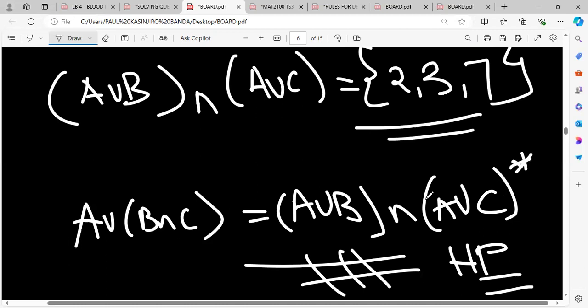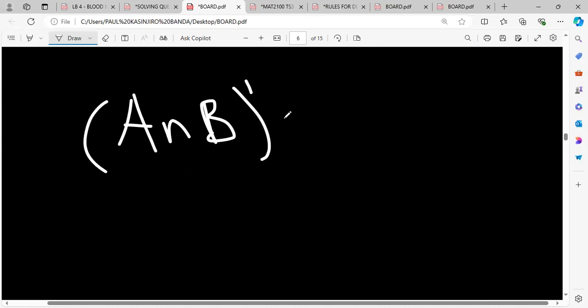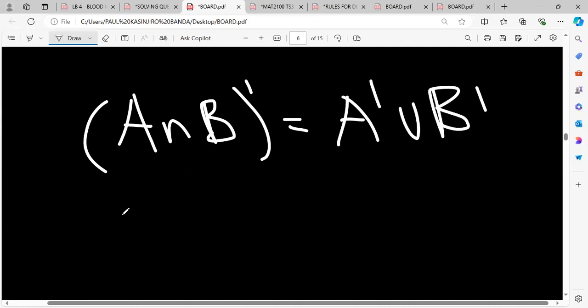But I'm going to give you a question to solve. Please solve this question and then send your solutions to my inbox. I want to see if people have understood what I was saying. I'm going to give you the other De Morgan's law to prove by the arbitrary method. I want you to prove that A intersection B, with a complement outside, is actually equal to A complement union B complement.